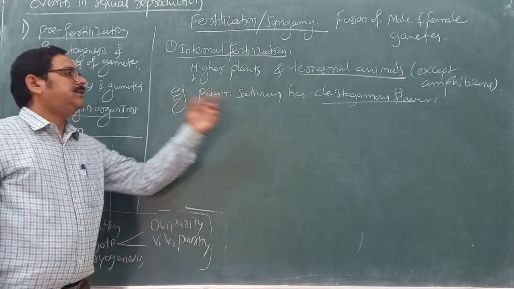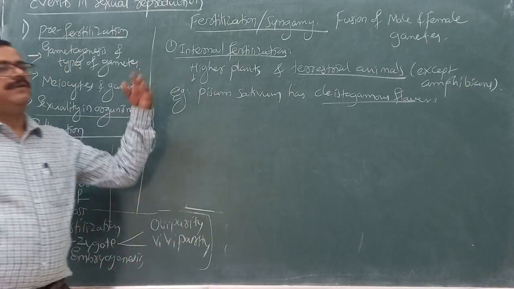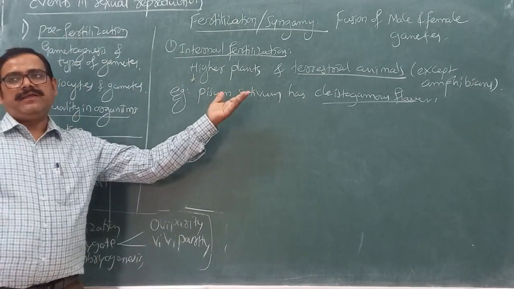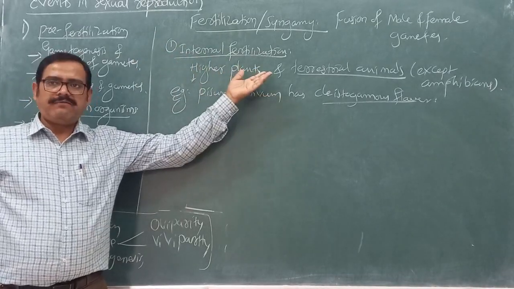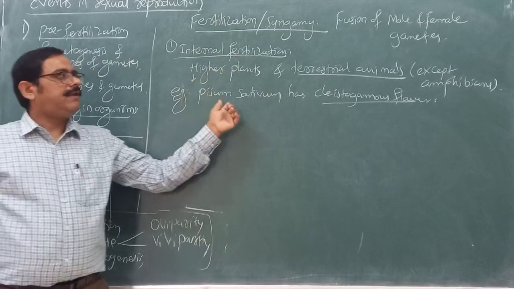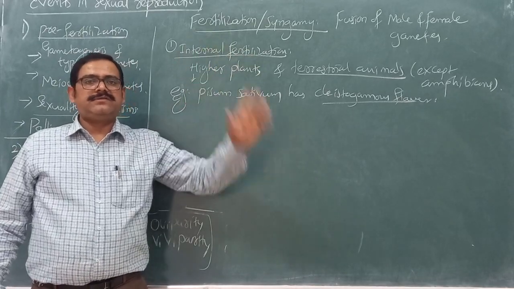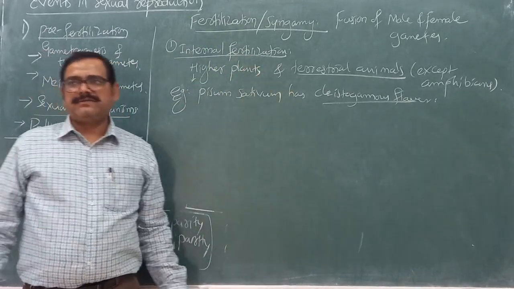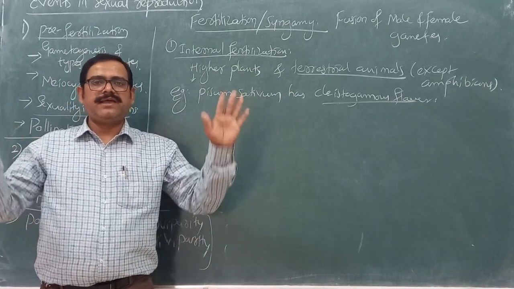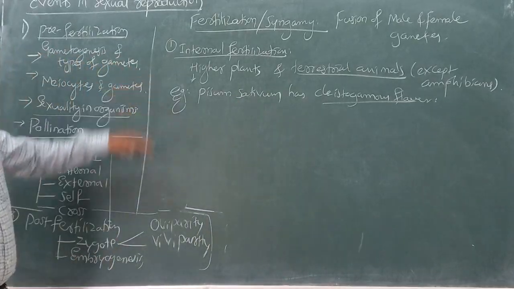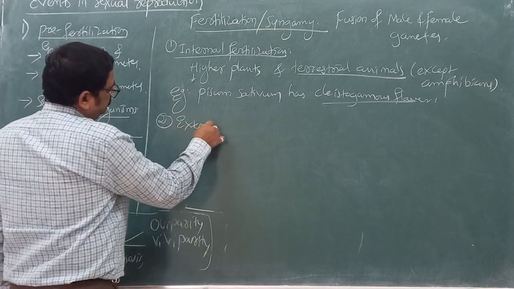So this is what we mean by internal fertilization, in Pisum sativum and higher plants, and in higher animals above the reptile level. Reptiles, birds and mammals have internal fertilization, where the male introduces its organ into the female sex organ and releases sperm inside, so fertilization happens inside only. Whereas amphibians visit the water, where male and female release their gametes. Okay. Second, external fertilization.